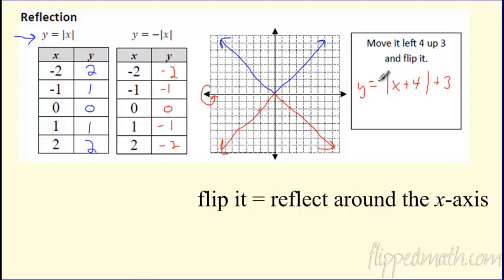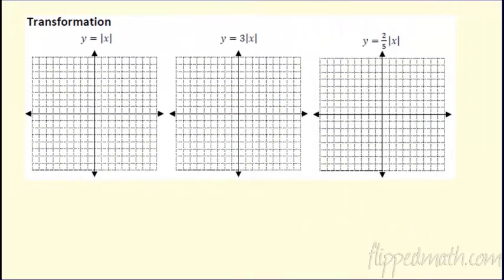And how do I flip it or really make it a reflection on the x-axis? I put a negative in front. So anytime it's negative, it flips it upside down. So that's a reflection. Awesome. Killing it. So what's a transformation?